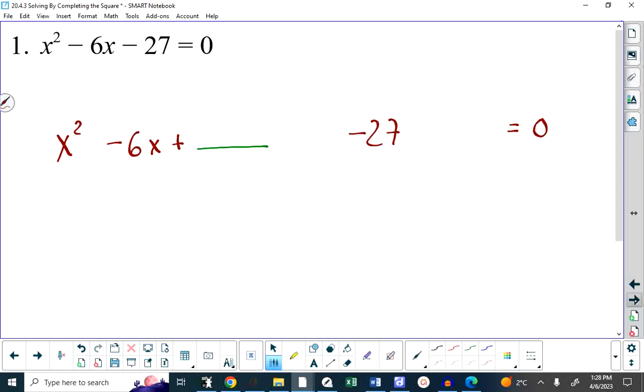What do I do? I add 9. Everybody give some thought as to why I'm adding 9. I'm going to take away 9. I'm adding 9 because half of negative 6 is negative 3, which squared gives me 9. So in completed square form, this is x minus 3 squared minus 36 equals 0. Get rid of the 36 first, then get rid of the squared, then get rid of the minus 3.